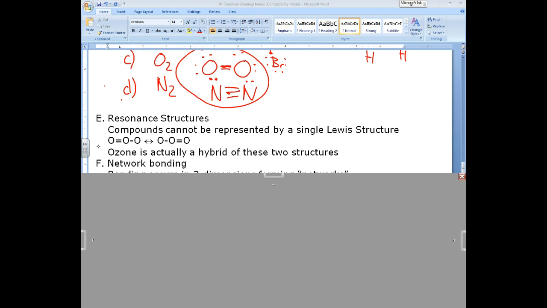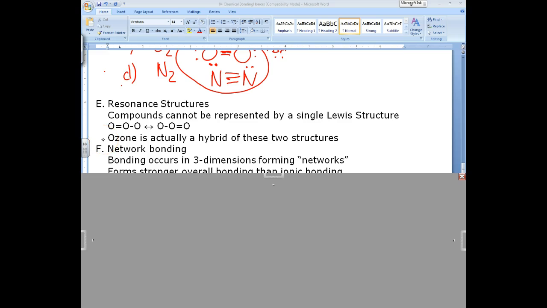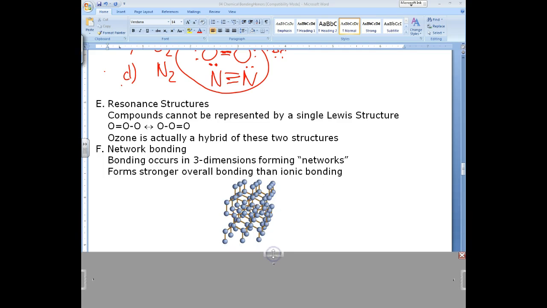Again, we're still talking about covalent bonding here. With network bonding, the bonding occurs in 3 dimensions, forming these networks. Ionic is stronger than covalent if we just look at them at face value. But when covalent bonding happens in these 3-dimensional networks, they end up forming stronger overall bonds than ionic. You don't have to draw that. I just wanted to show you what it looked like. Silicon is a network solid.